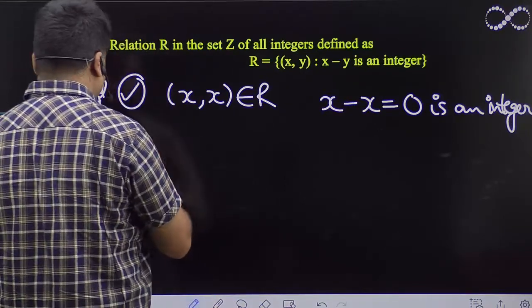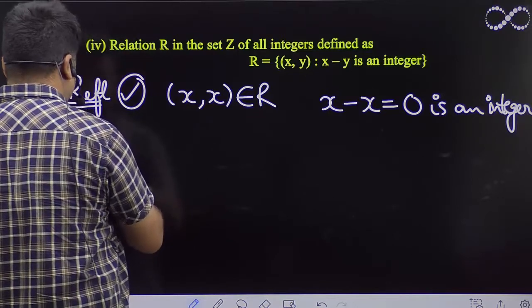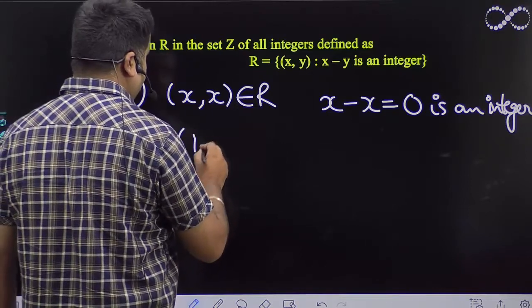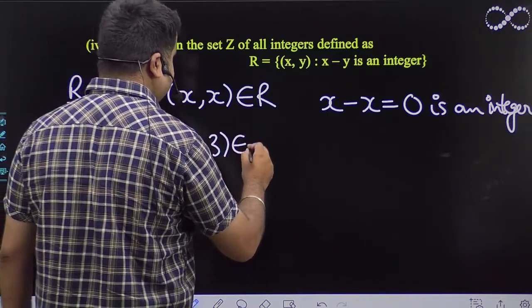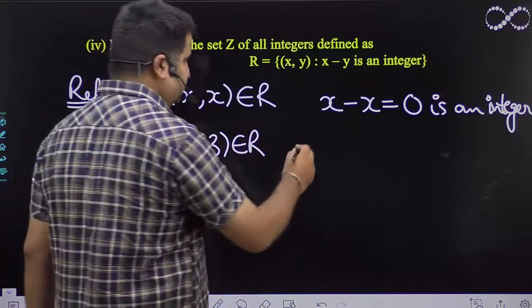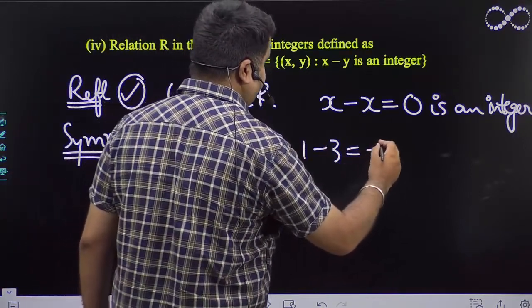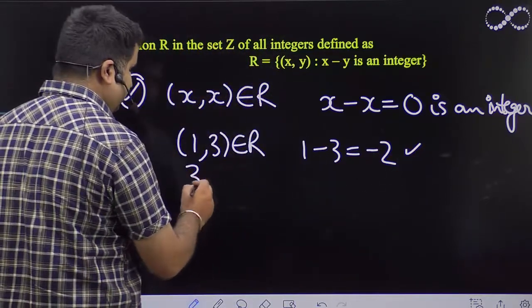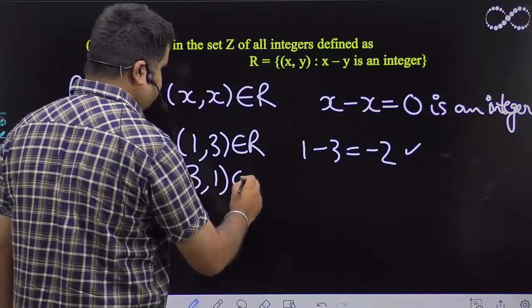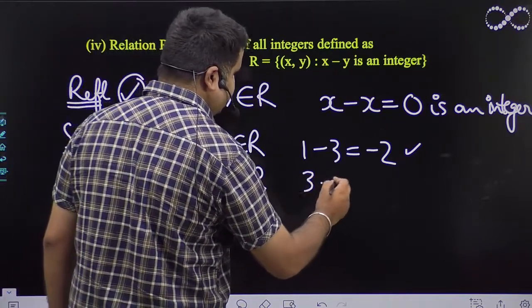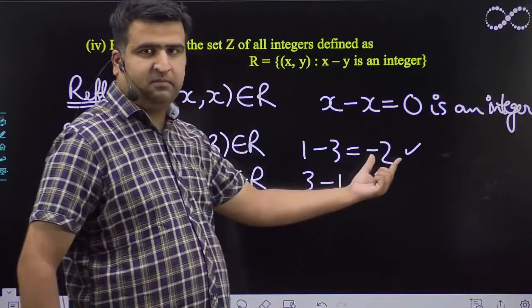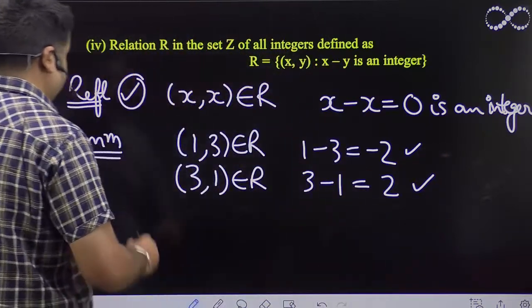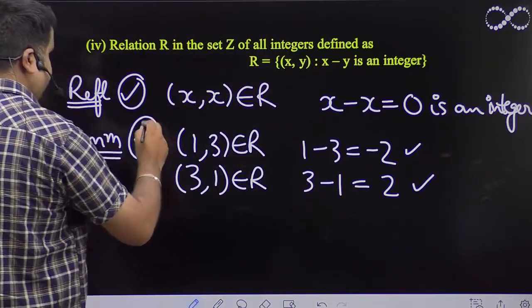Similarly, for symmetric property, let's take an example. Let's suppose we have 1 comma 3. Now we can see that this belongs to R because 1 minus 3 is minus 2. Now this is an integer. So therefore 3 comma 1 will also belong to R because 3 minus 1, which is nothing but the negative of this number, will also be an integer. So both of these numbers will be integers. So therefore this will satisfy the symmetric property.